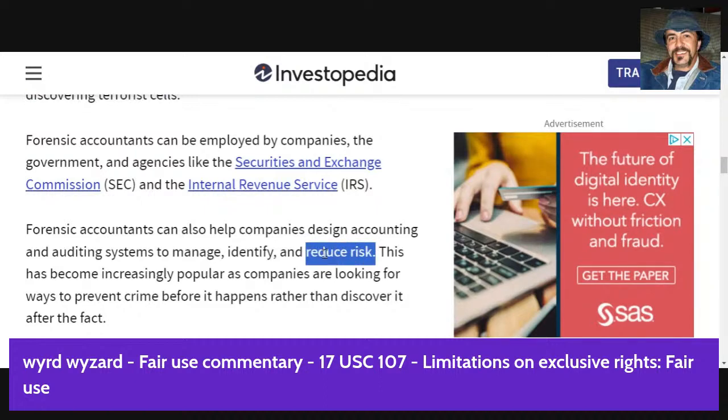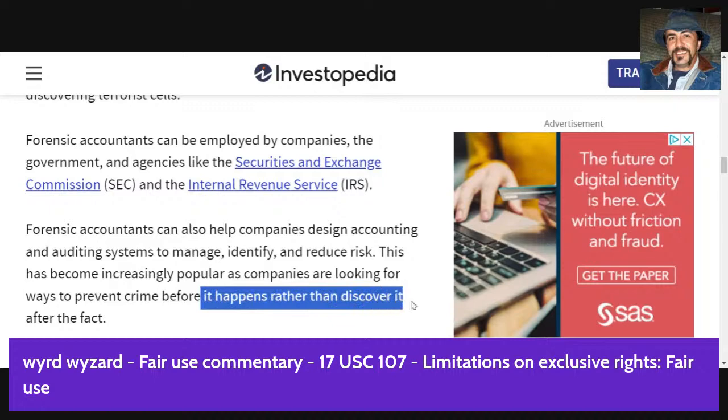Why do that when they can just transfer the insurance underwriting risk to you and then profit off of the liability that they placed on you? That's the problem with the system. This has become increasingly popular as companies are looking for ways to prevent crime before it happens rather than discovered after the fact. This relates to Enron.